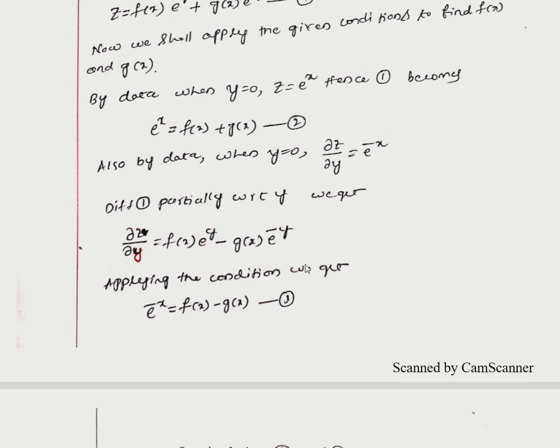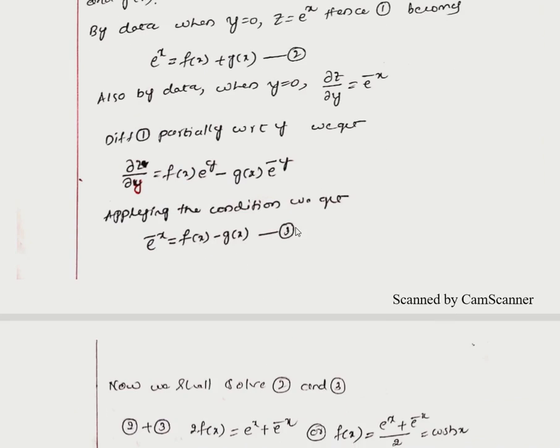Next, applying the given condition, dou z by dou y is equal to e power minus x. This value is e power minus x. It is equal to, y is equal to 0. For e power 0, 1 into f of x is f of x. Here y is equal to 0, e power 0 is 1 into g of x is g of x. Call this equation 3.